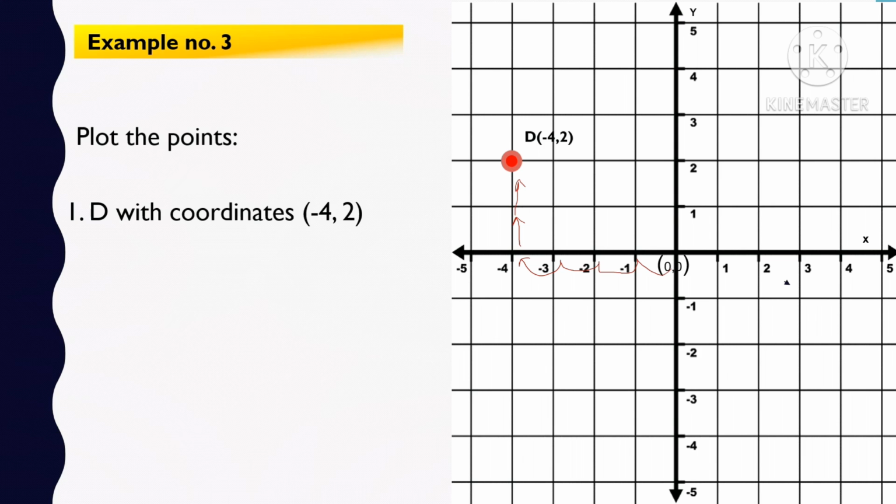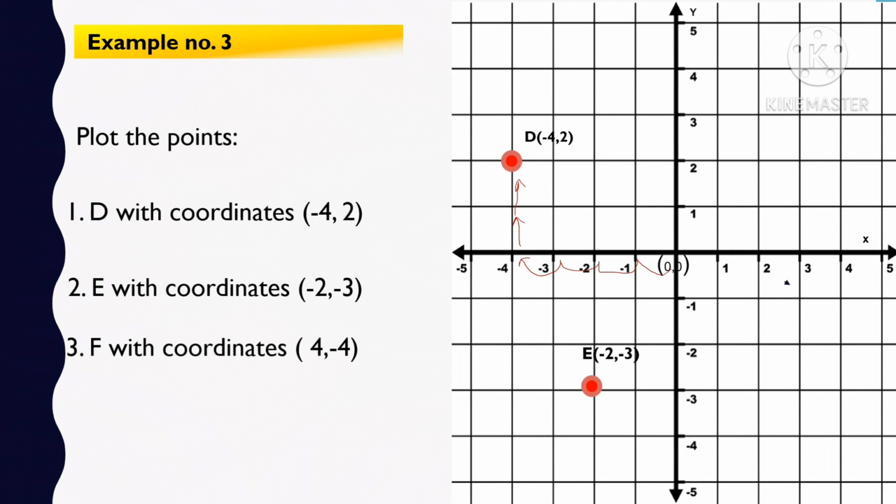Now, for the succeeding examples, you do the arrow technique by inspection or mentally. Number 2. Plot point E with coordinates negative 2, negative 3. Look at the signs. Decide where the direction of the movements will go. Where is the location of E with coordinates negative 2, negative 3? If you think it's here, then you're correct. That's the location of point E.